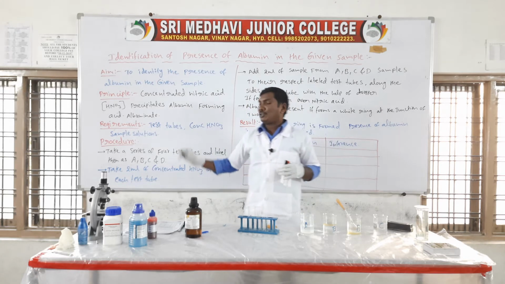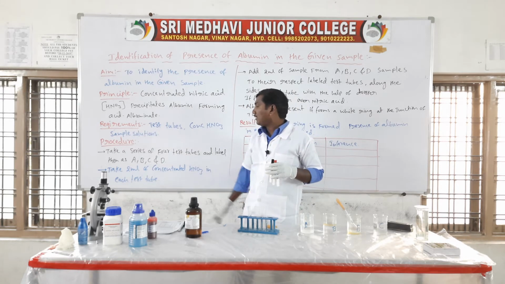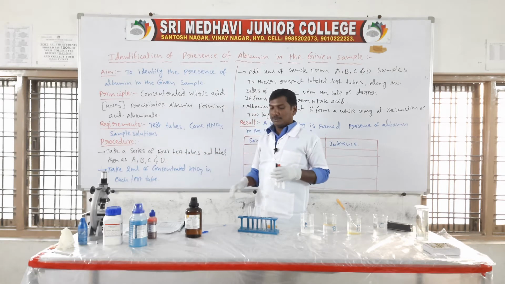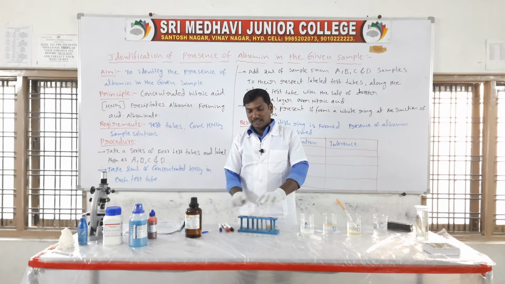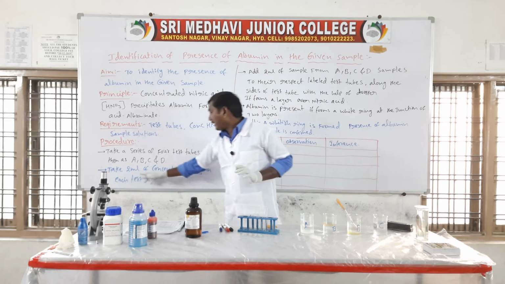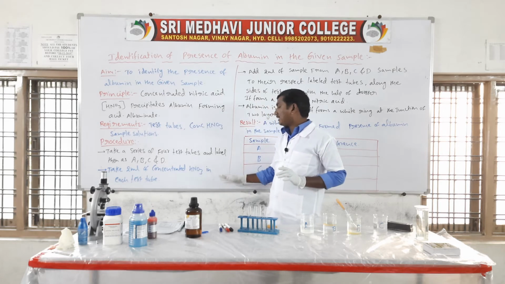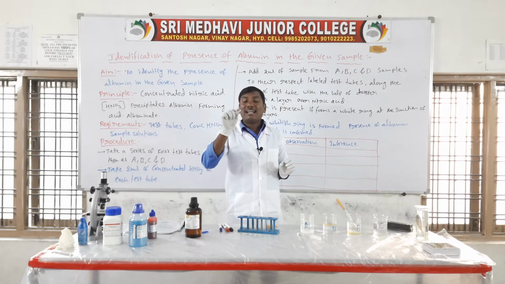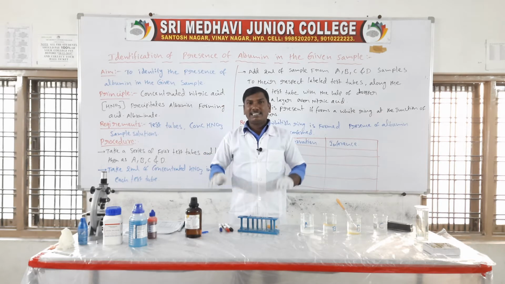Next, the procedure. Take a series of 4 test tubes, A, B, C, D. Take 2 ml of concentrated HNO3 in each test tube.